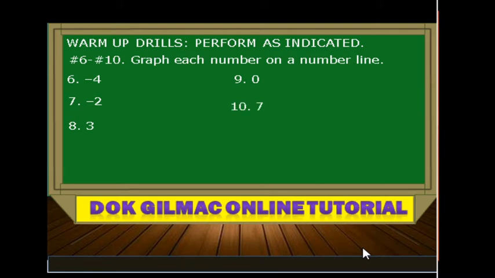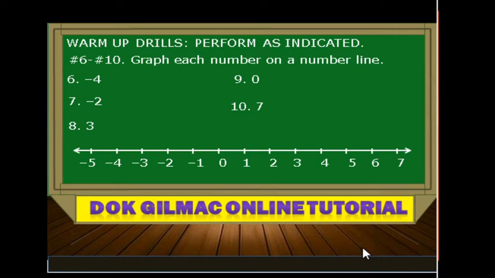Now consider the real number line here. So we graph negative 4. So there you have it. Then we graph negative 2. So there you have it. Then we graph 3. So there you have it. Then 0. There you have it. Then the last one, positive 7. So there you have it.